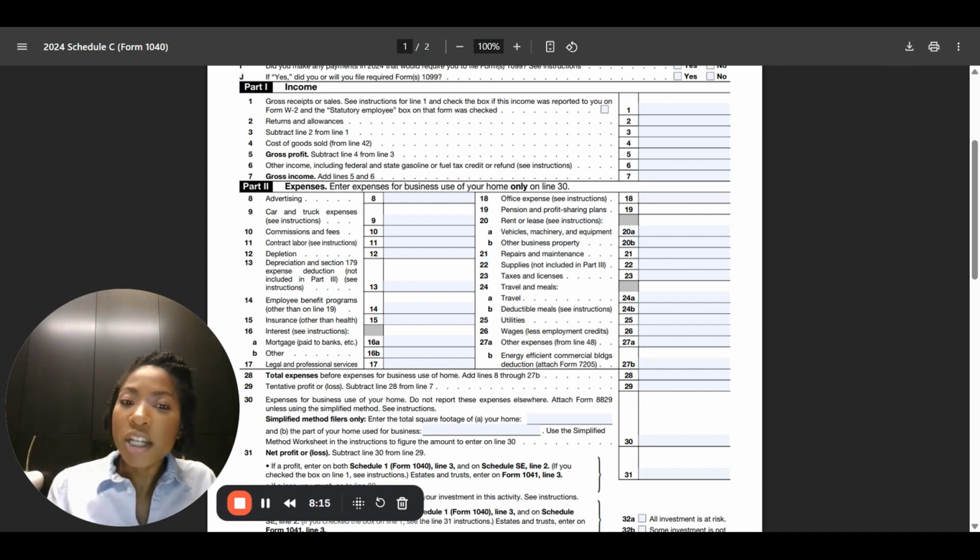So line 19, pension and profit sharing plans. That's fairly self-explanatory. If you have a pension or a profit sharing plan for your business and you have expenses related to that, input those on line 19.